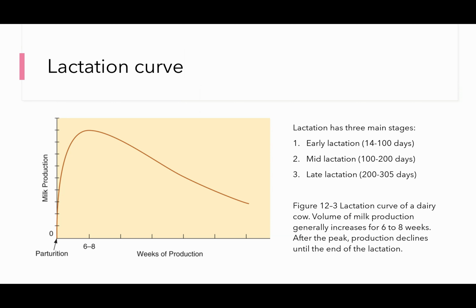Now, lactation has three main stages. There's early lactation, which is 14 to 100 days. Mid-lactation spans 100 to 200 days, and then late lactation is 200 days to the end.